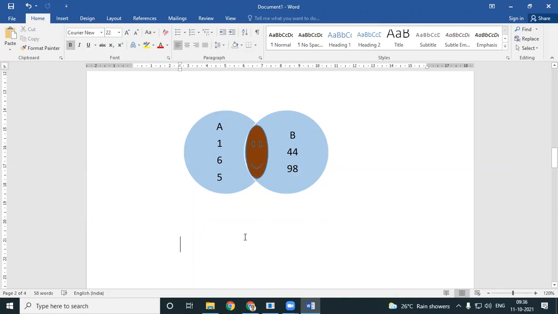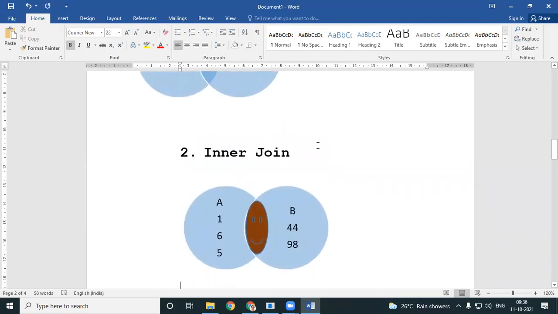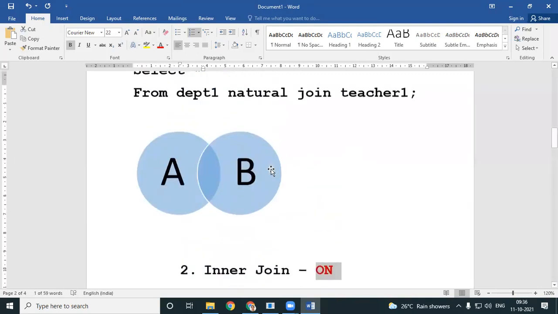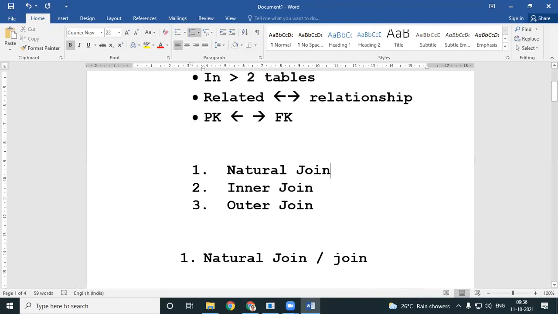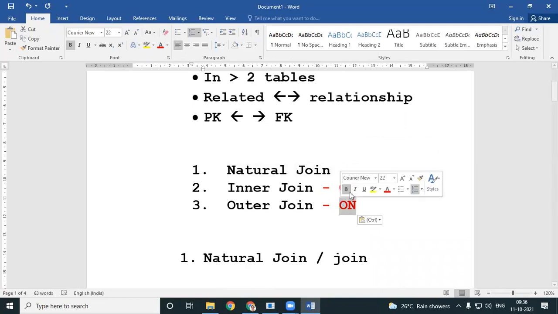So let's see how you write inner join in your SQL. Now, when you write inner join, you should be using a keyword called on, O-N. Okay. Now, natural join, you need not write any keyword. In inner join, you have to be writing a keyword called on. And even when you do your outer join, you should be using a keyword called on. So natural join, you need not write the keyword. Inner join and outer join, you should be using the keyword called on.